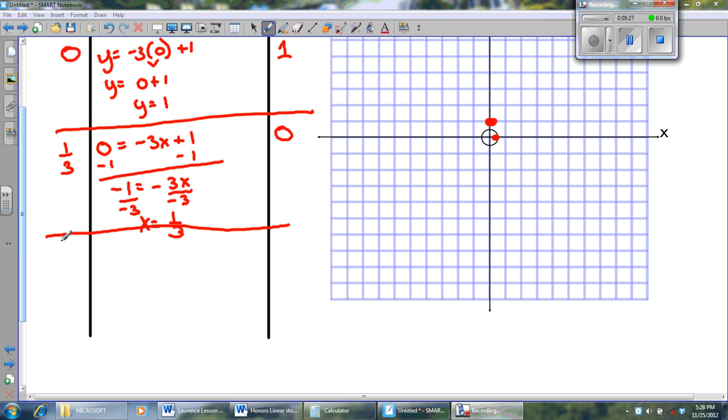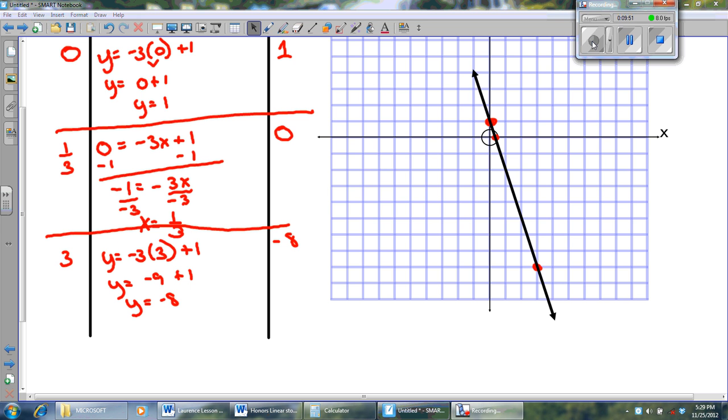All right, I do need one more x value, and this time I think I'm going to go ahead and plug in, say, 3. So I'm going to get y equals negative 3 times 3 plus 1. Y is going to equal negative 9 plus 1. Y is going to equal negative 8. And so I'm going to go to where 3 and negative 8 match up, which will be right there. And I'm going to draw my line. And there's my line drawn for you. And notice it goes through the point 0, 1, the point 1/3, 0, even though it's really difficult to plot that accurately, it's right there. And then there's the point 3, negative 8.